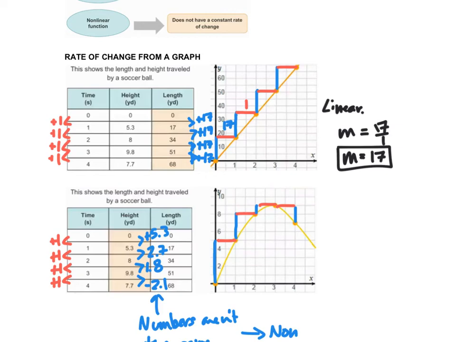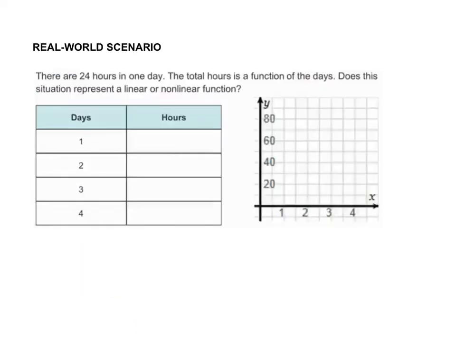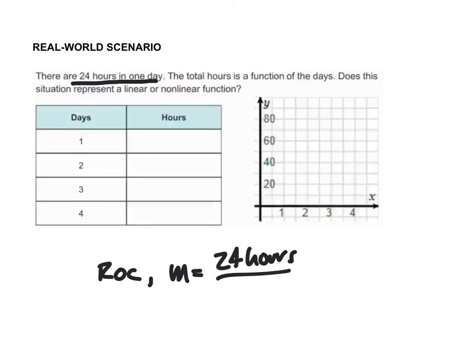All right, let's take a look at the next page. Okay, so it says that there are 24 hours in one day. The total hours is a function of the days. Does the situation represent a linear or nonlinear function? So, what do you guys think? I know that this is linear because they tell us what my rate of change, or my slope, is: 24 hours in one day. So 24 hours per one day, okay? And I can just tell because that's going to be a constant rate of change.